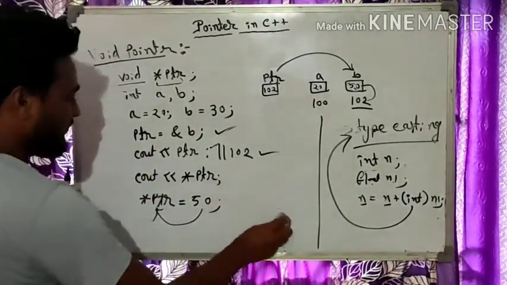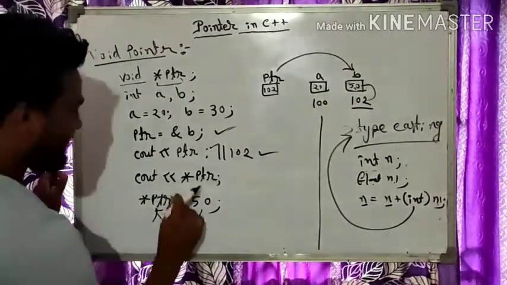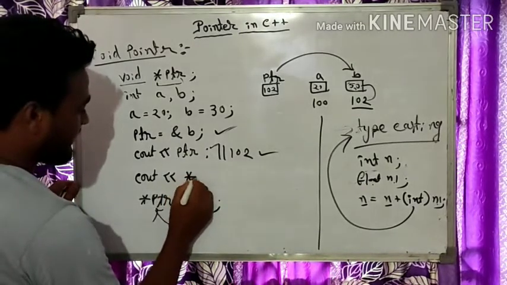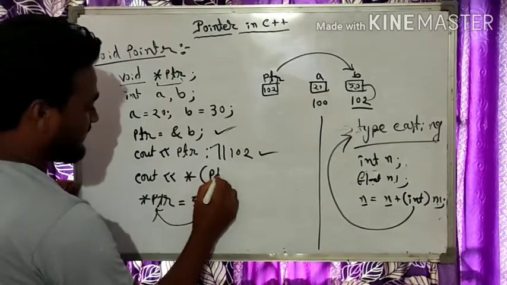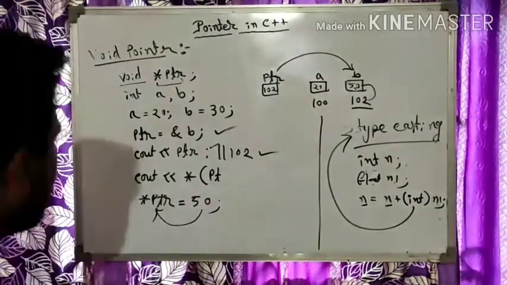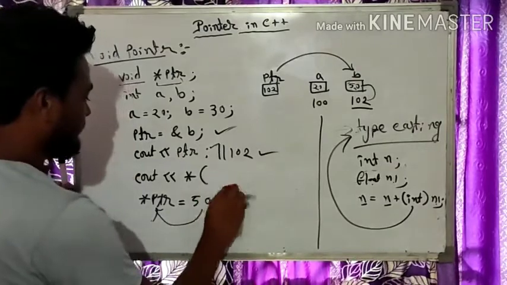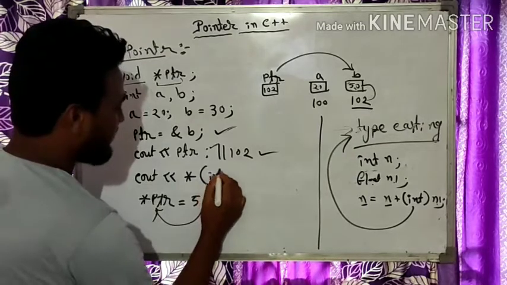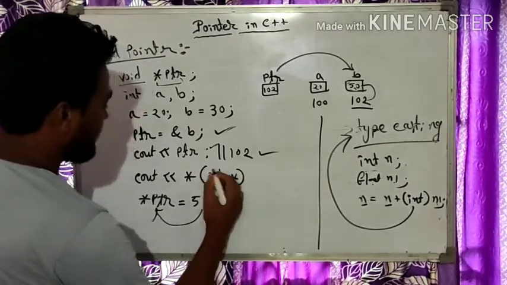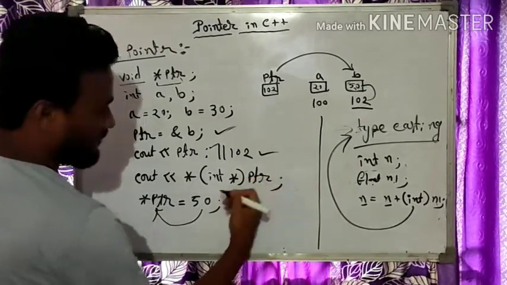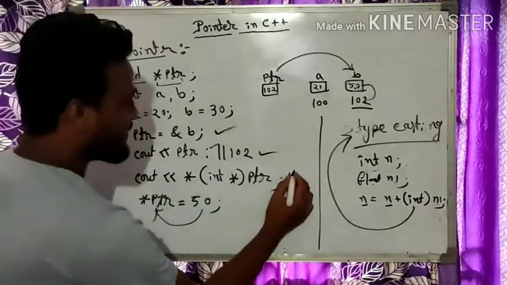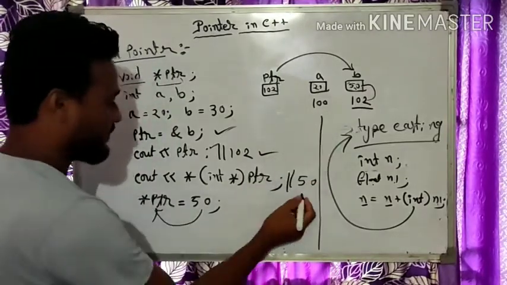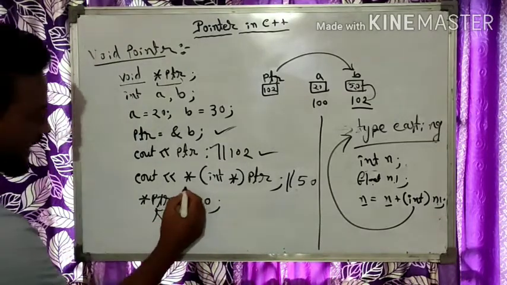That means this time we are typecasting this PTR, right? So how can we typecast it? We can typecast it like this. We are going to convert it into the integer type, right? So integer, then PTR. Now this will give the output as 50. Till now we have not converted, so 50 is here. This is the typecasting.